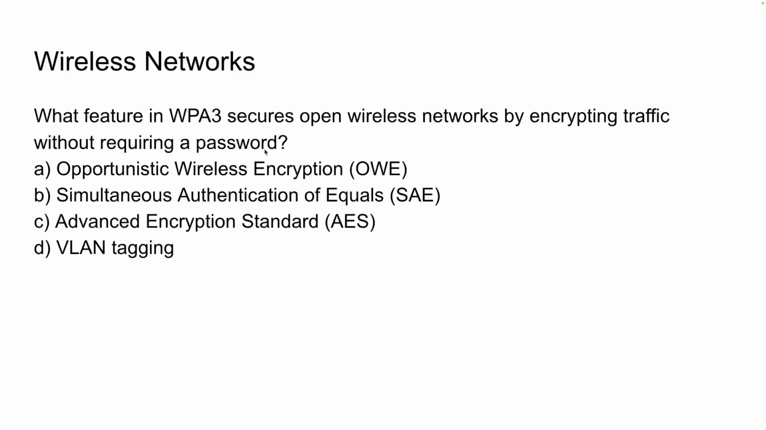So again, it's encrypting the traffic, but there's no password requirement, meaning it's an open network. So that was the O, the Opportunistic Wireless Encryption. Simultaneous Authentication of Equals has to do with protection against brute force attacks. Advanced Encryption Standard is just an encryption standard that WPA3 actually uses. And then VLAN tagging has to do with just identifying the various virtual LANs, the virtual network segments that you have. So it's the Opportunistic Wireless Encryption.